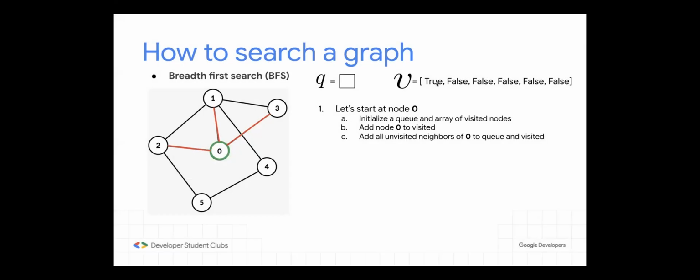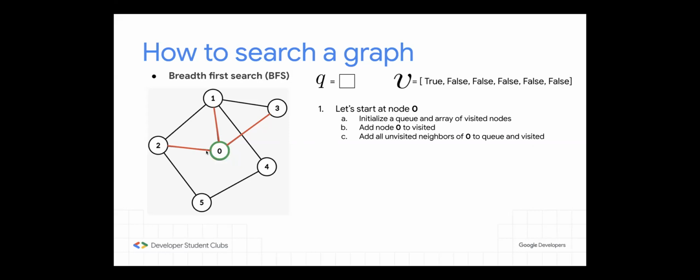And now I'm going to add all unvisited neighbors of 0 to the queue and to the visited array. So before, we were choosing the unvisited neighbors and then doing the DFS steps all over again. But now we're going to mark them as visited right when we see them, not even when we go to them. Right when we see them, we will add them to the visited array and the queue.